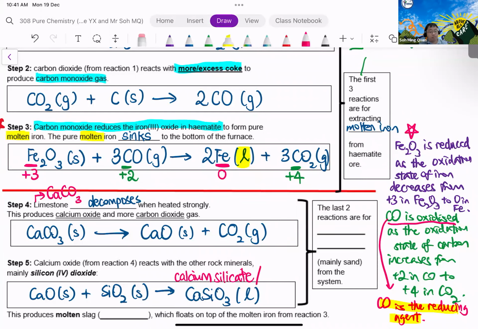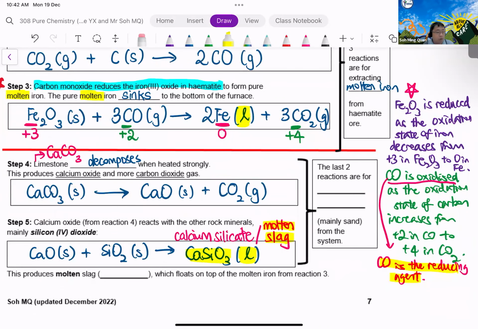The simpler word is just slag, S-L-A-G. It's also molten because it's very hot in the blast furnace. So it will be produced as a molten compound. What is molten slag? Molten slag is calcium silicate, CaSiO3. This is convenient because you have taken the silicon dioxide impurity and reacted it away. Because you have reacted it away, it forms calcium silicate.